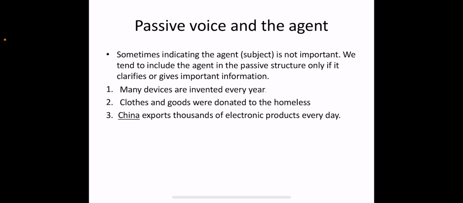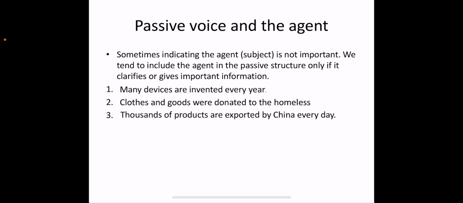And finally, number 3, China exports thousands of electronic products every day. When I convert, it's thousands of products are exported by China every day. Now I'm including the subject because it is not the United States, it is not Mexico, it is not Russia. I need to clarify who. So in this case, it is important to include the subject in the sentence, which now is the agent.